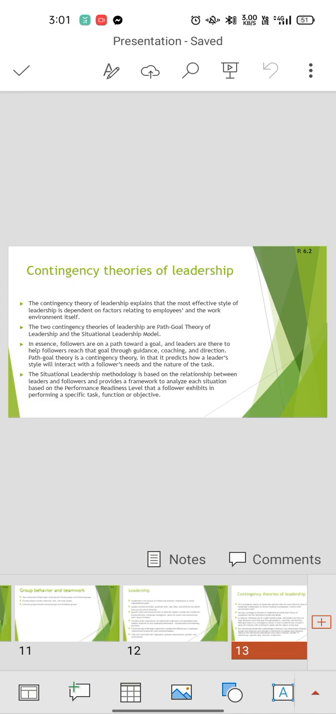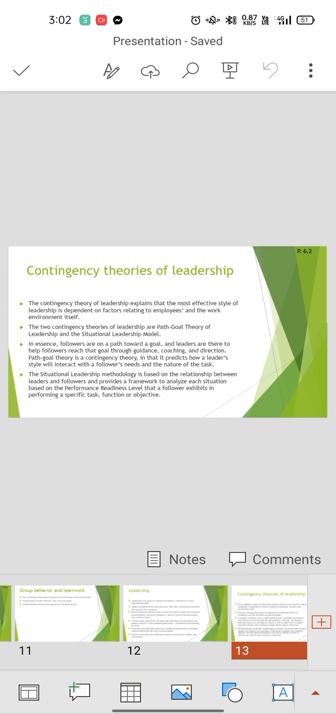In essence, followers are on a path toward a goal, and leaders are there to help followers reach that goal through guidance, coaching, and direction. Path goal theory is a contingency theory in that it predicts how a leader's style will interact with the follower's needs and the nature of the task.